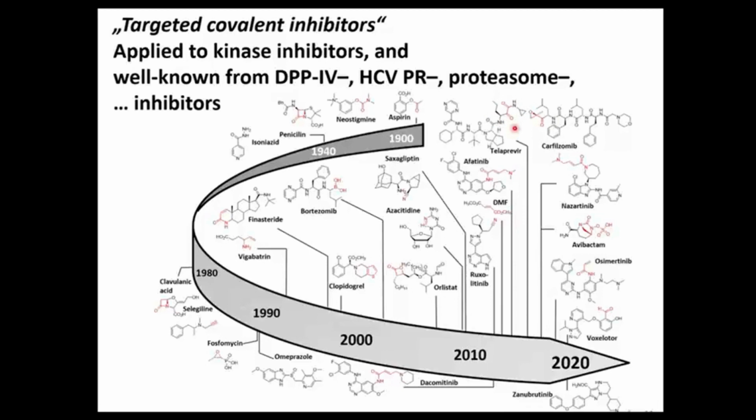Older examples, you may know, everybody knows aspirin, which is a covalent drug, but also the beta-lactam antibiotics or the proton pump inhibitors are covalent drugs. But in these cases, the covalent inhibition mechanism was not known at the beginning of the development of these drugs, but was discovered only later on.